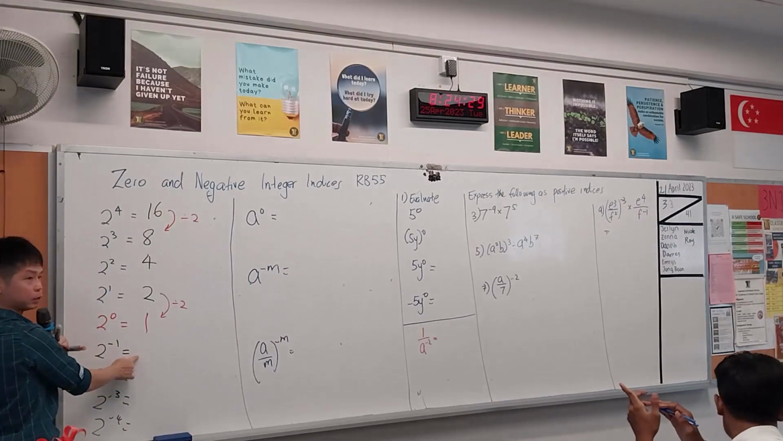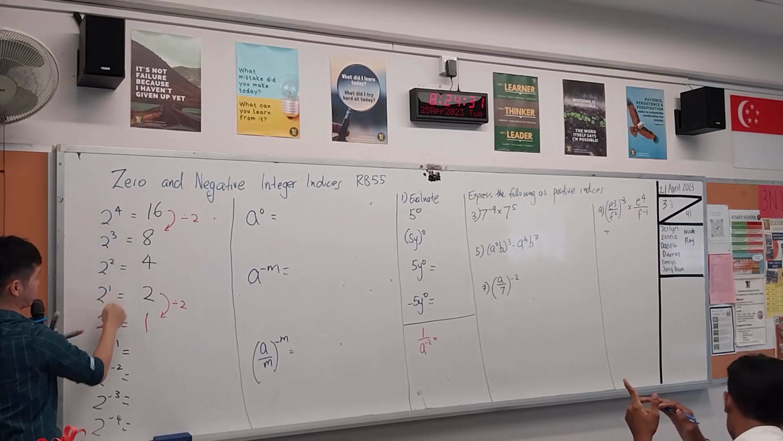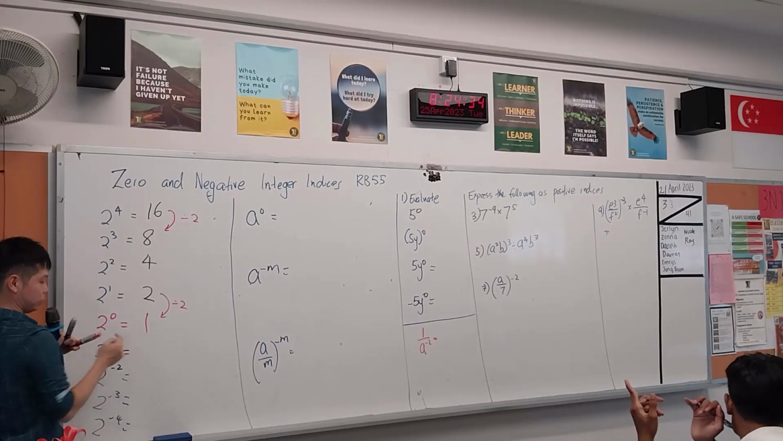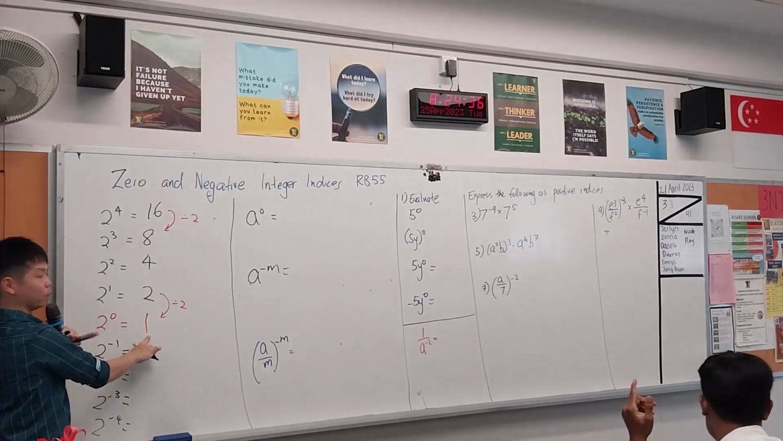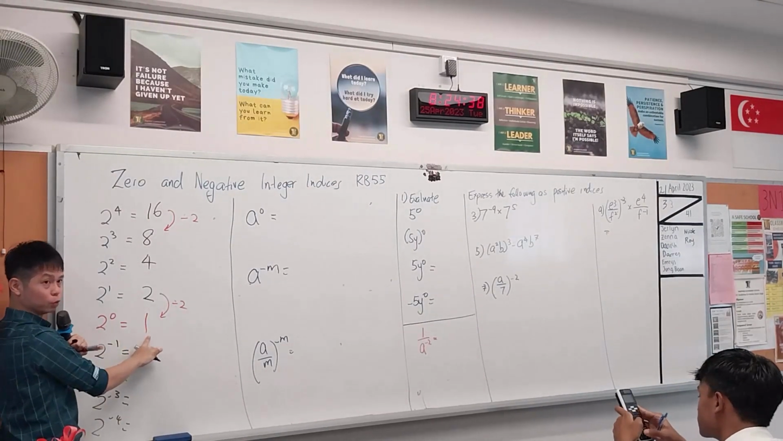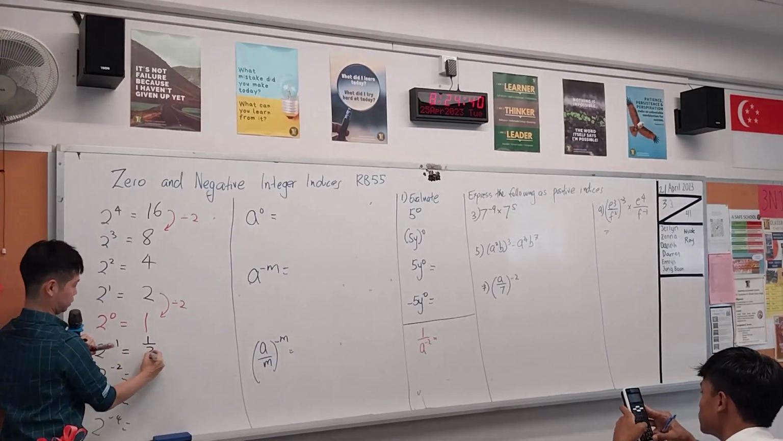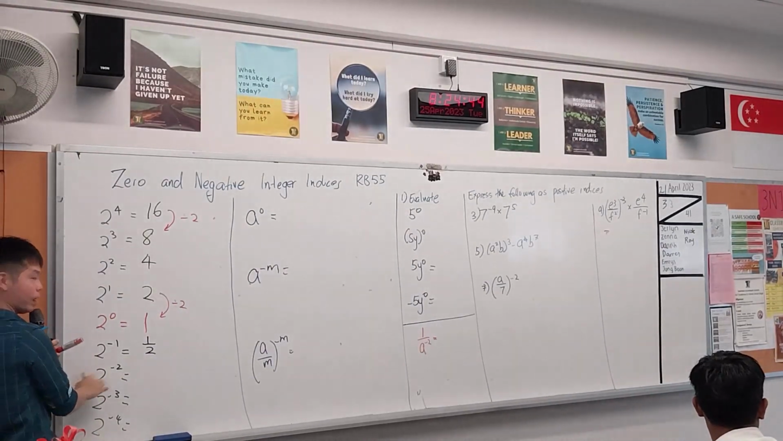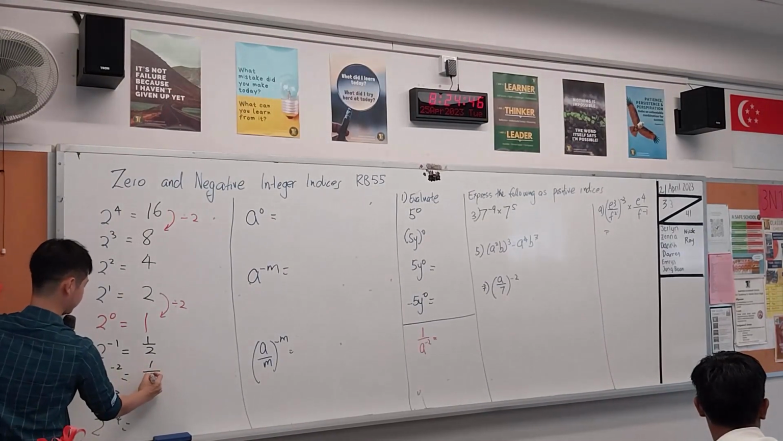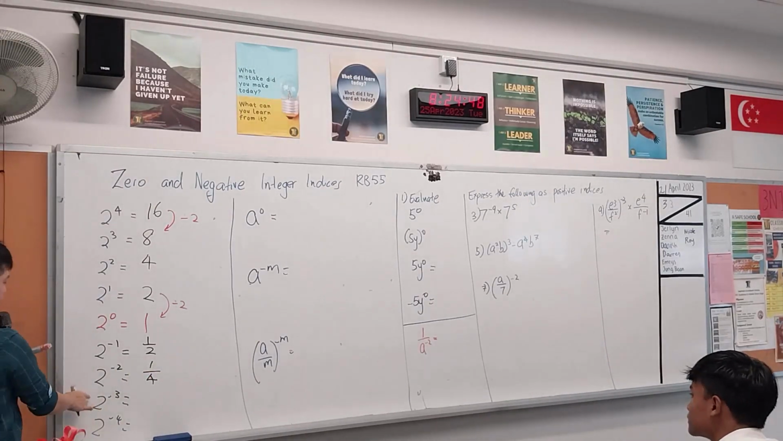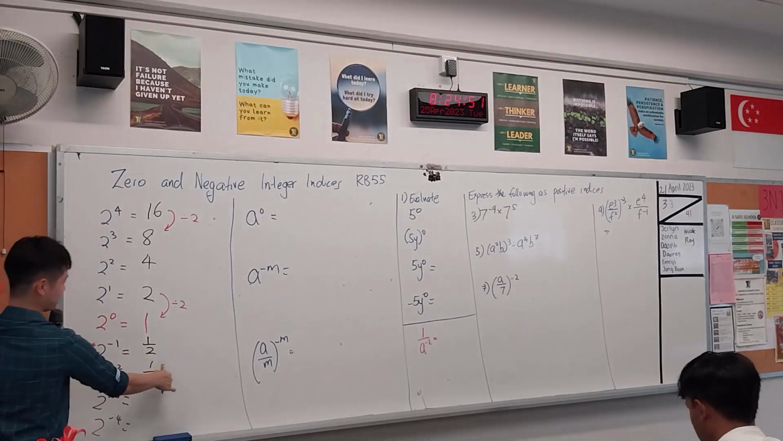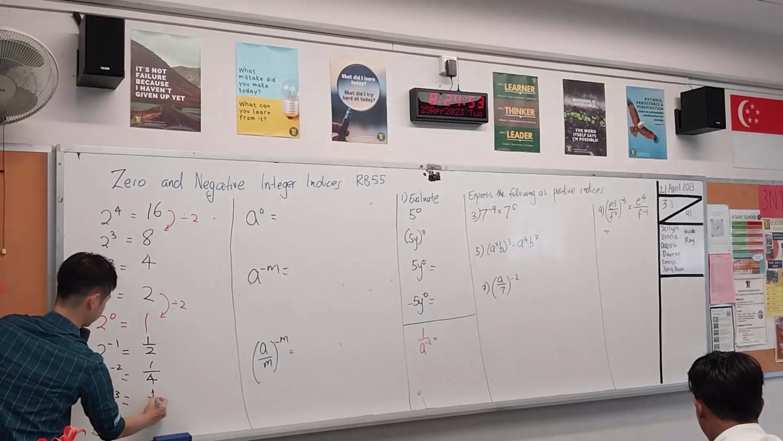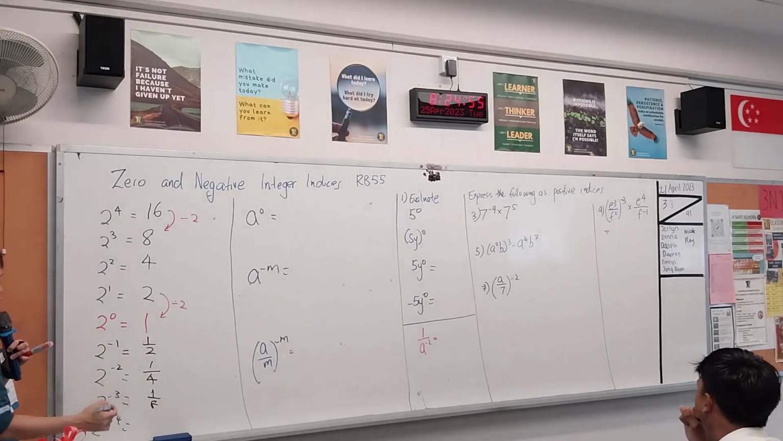Okay, now how do I get the next one? I keep going down, right? 4, 3, 2, 1, 0, negative 1. So this will become 1 divided by 2. And then the next one? 1 divided by 4, because I divide by 2 again, right? So I divide by 2 again, 1 over 8, and finally I divide by 2 again.